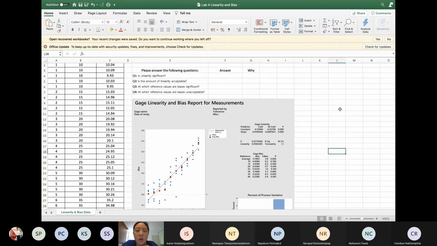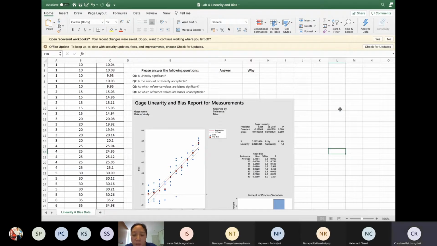Okay. So the numbers that you're talking about, you will use them to answer the second question: is the amount of linearity acceptable? You will take a look at the percent linearity number. So that's right, you can answer the second question. But now we are talking about the first question, is linearity significant? To judge whether linearity is significant, we will not take a look at the percent linearity, but we will take a look at which number?